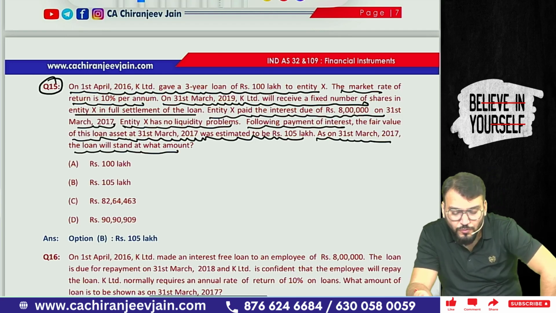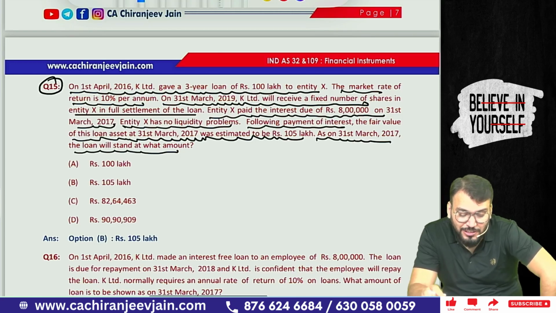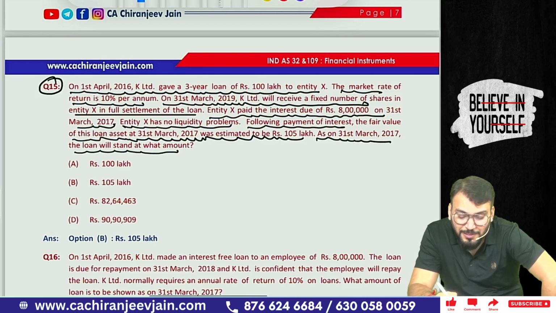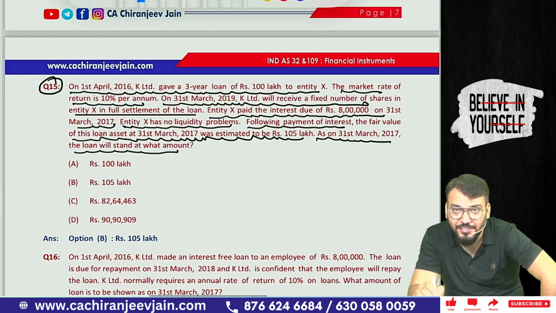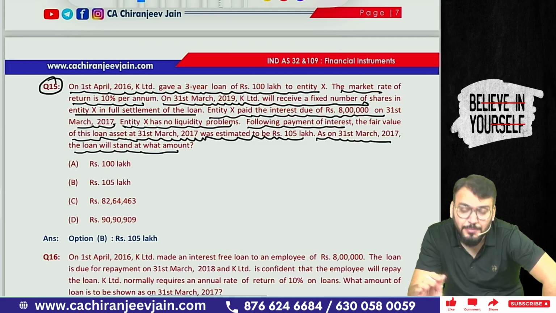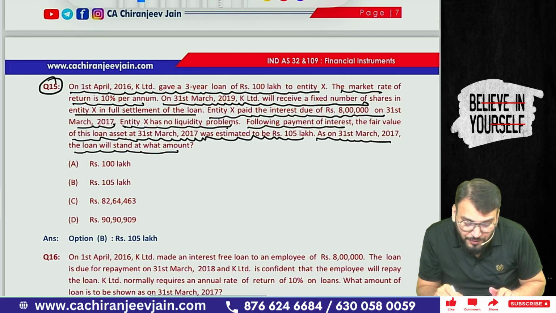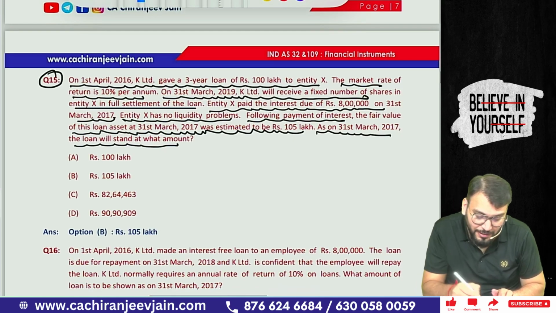So you can see this loan is a financial asset in the books of K Limited, because K Limited has given the loan and the market rate of interest is 10% per annum. However, this loan will be settled in a fixed number of the entity's own equity shares. So on 31st March 2019, K Limited receives a fixed number of shares in entity X Limited. So this will be settled in equity shares, so this becomes equity. If you think from entity X's point of view, this becomes an equity instrument of X Limited, because it will be classified as equity in the books of entity X. So this becomes an equity instrument for K Limited, and any equity instrument of K Limited will be measured at FVTPL or FVTOCI. So as on 31st March 2017, the loan will stand at fair value. What is the fair value given? 105 lakh. So 105 lakh is the answer.